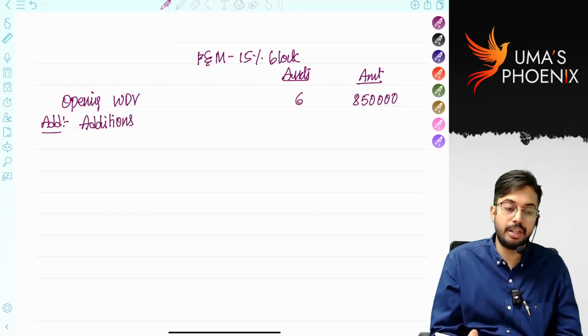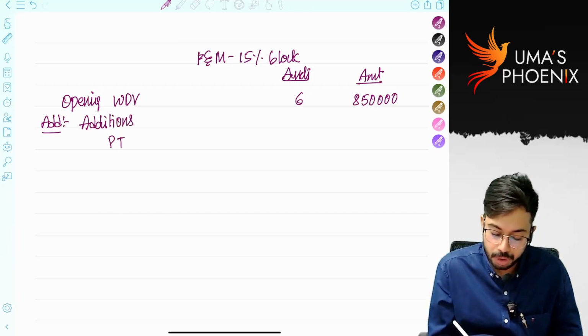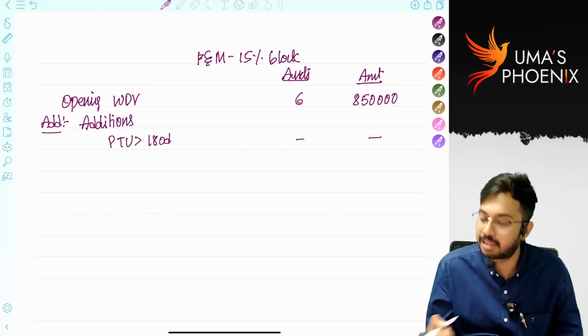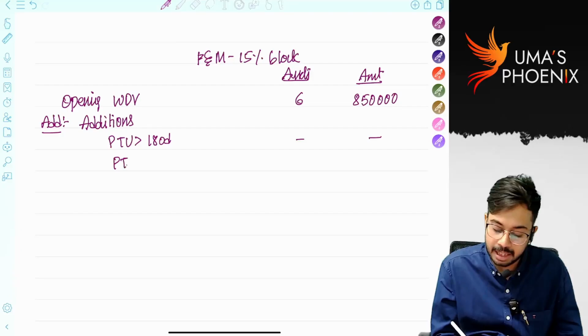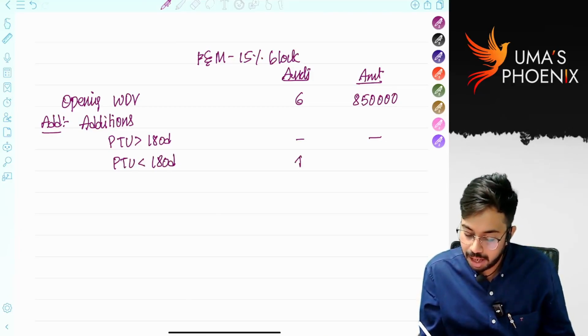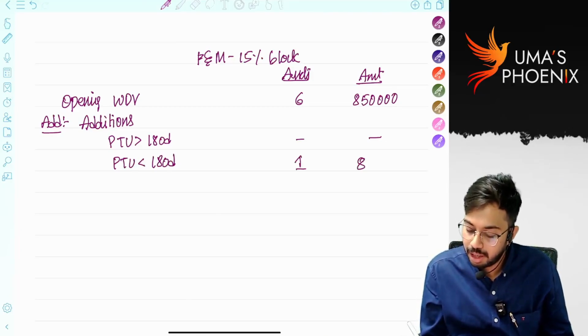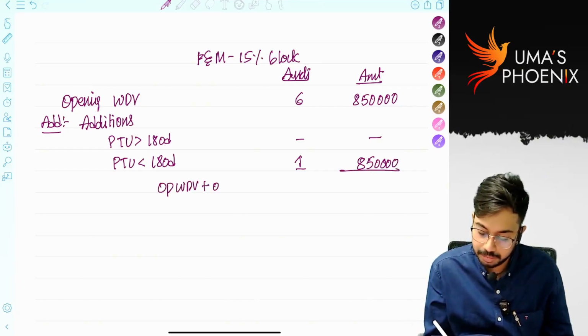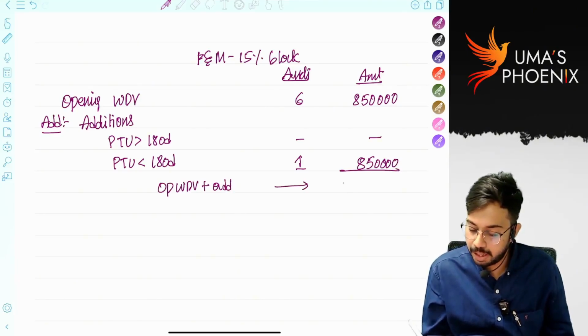Additions are classified into two types. Put to use greater than 180 days. Are there any assets put to use greater than 180 days? No. Is there any asset put to use less than 180 days? What is it? Second hand plant and machinery, right? What is its value? 8,50,000. So how much is opening written down value plus additions? 17 lakhs.